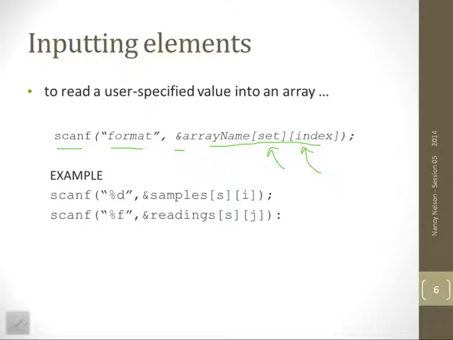So if we look at our examples, if we're reading in our integer value into our samples array, there's our ampersand saying the address, and we're going to store this in the ith set and the ith element. If we look at our floating point array, we have a floating point specifier, and again we're going into set s, this time into element j. So when we're working with a multi-dimensional array and we want to put a value in an element, we always have to specify an index for each dimension.